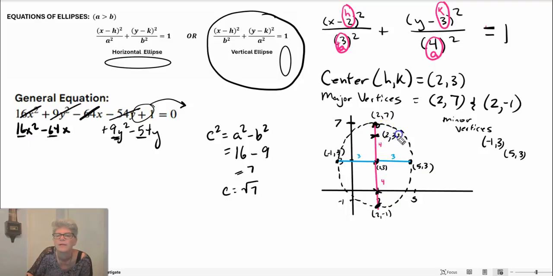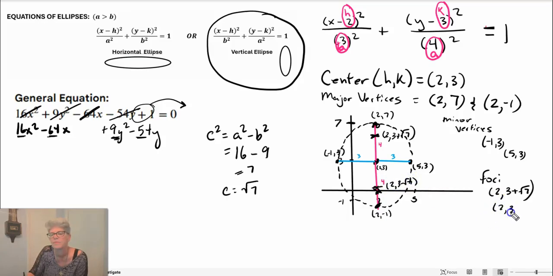Okay, so it's going to be 2 comma 3 plus the square root of 7. So the top one is 2 comma 3 plus the square root of 7. And then the bottom focus there is going to be 2 comma 3 minus the square root of 7. Okay, so that's everything for this one.